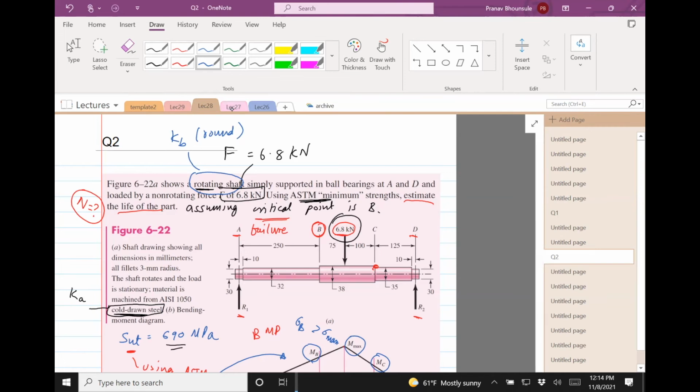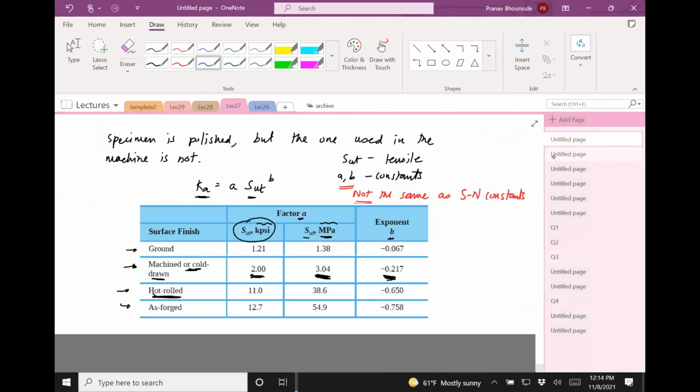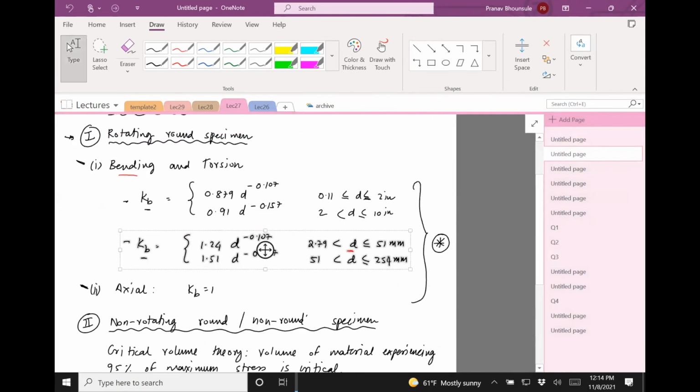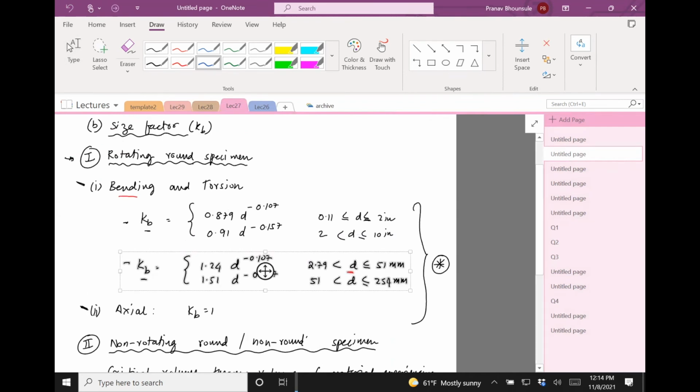So let's go back to this. So we have a rotating round specimen. The other thing which I forgot is what type of loading is this? It's clearly not axial. It's actually bending load. So we need to go with these two formulas. The top one is in inches. The bottom one is in mm. Since the problem is set in SI units, we need to go with the second one. So let's plug that in.